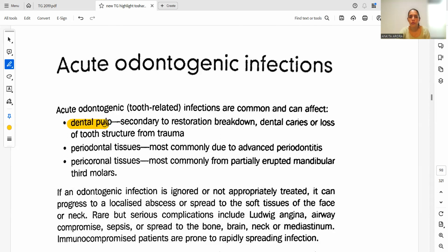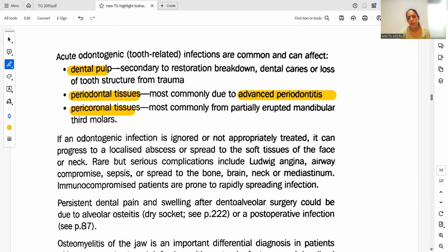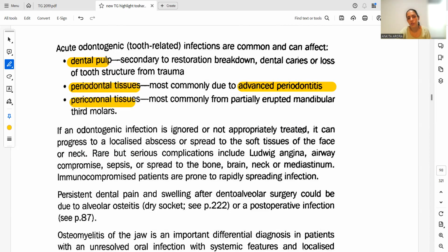One source of infection is the dental pulp. The second is periodontal tissues, most commonly due to advanced periodontitis. The third is pericoronal tissues, most commonly from partially erupted mandibular third molars. If an odontogenic infection is ignored or not appropriately treated, it can progress to a localized abscess or spread to soft tissues of the face or neck. So there is a difference between a localized abscess and soft tissue spread of the face or neck.